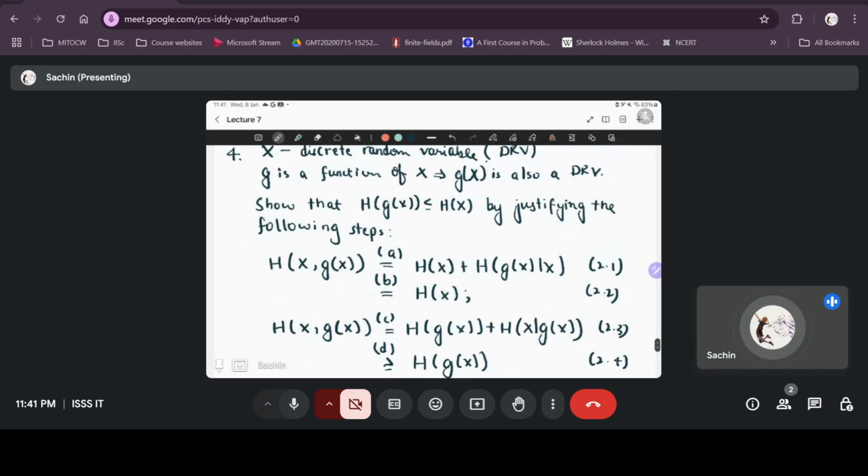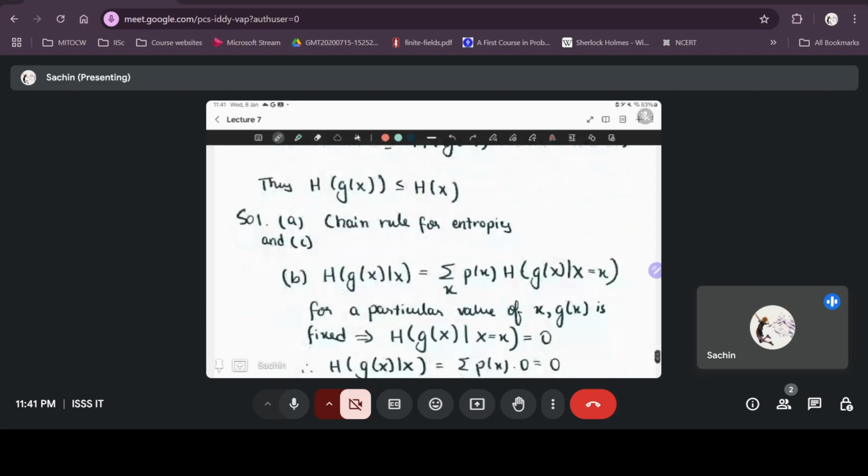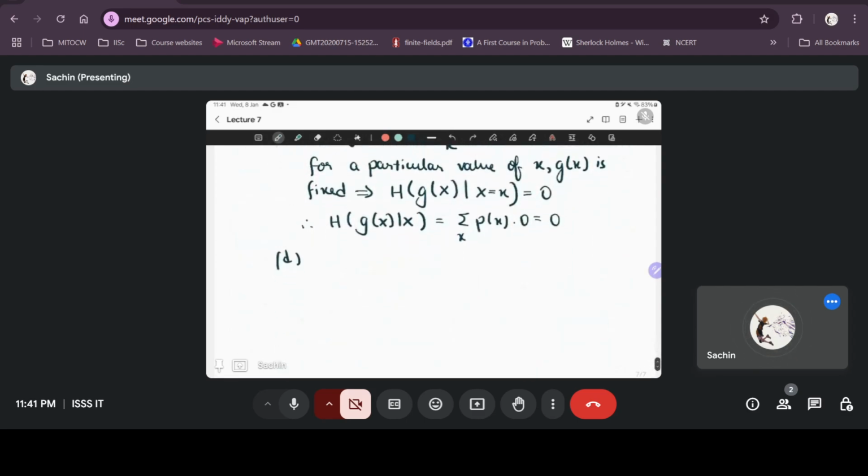So B was you said this is 0 and dropped it. So H of X comma g of X is equal to H of X. Then part D says H of g of X plus H of X given g of X is greater than or equal to H of g of X. So that means this is greater than or equal to 0. That's what you have to justify. So the justification: H of X given g of X is greater than or equal to 0.